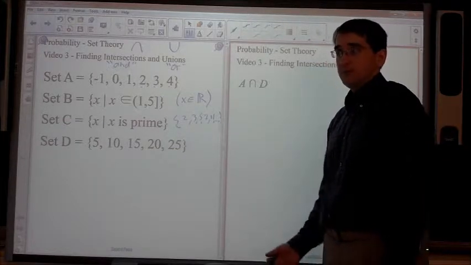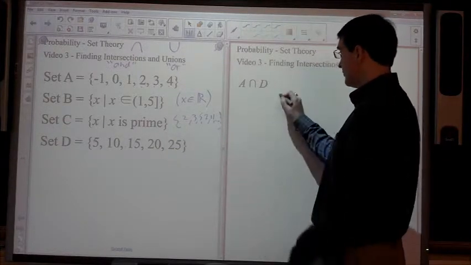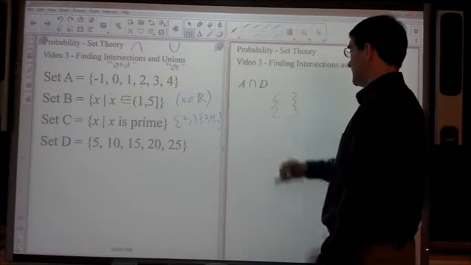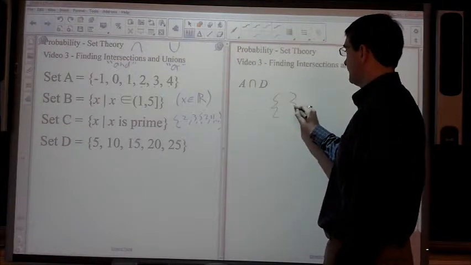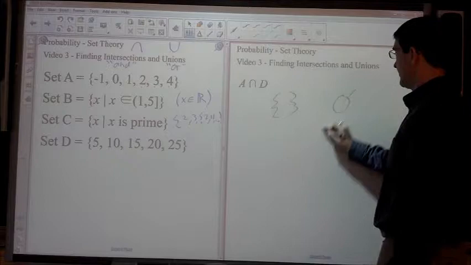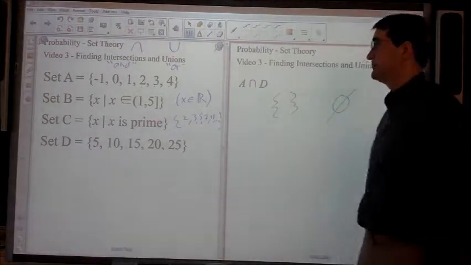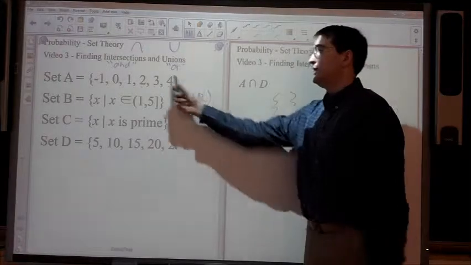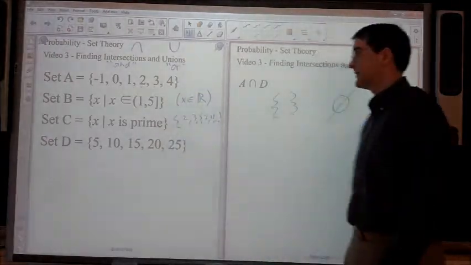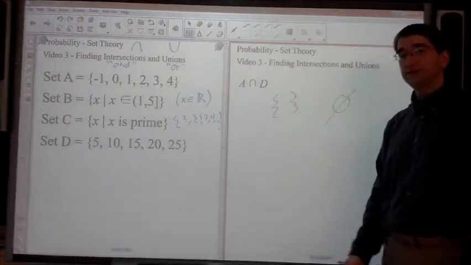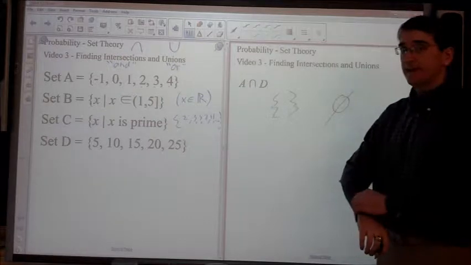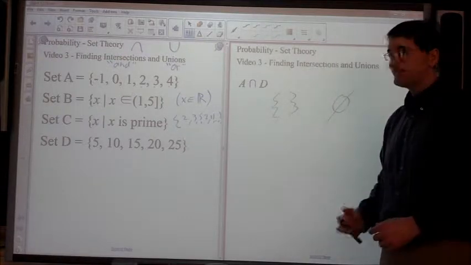So we either write the brackets with nothing in them, or we do that circle with a slash through it. There's nothing. There's no intersection between A and D. There's no number that appears in both of these sets. Therefore, the intersection is the empty set. There is nothing. So that's it. Easy enough to do, I think.